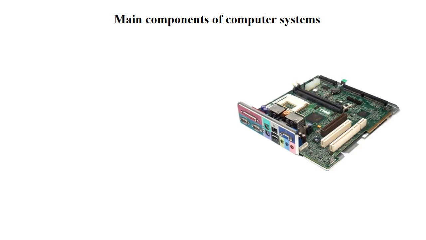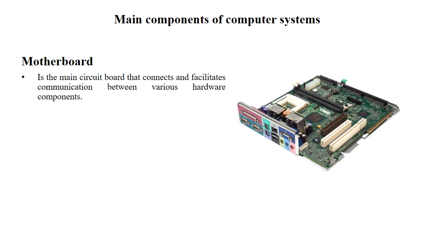Now let's look at the main components of a computer system, which is the hardware. The image is depicting one hardware component that makes up a computer system, and this is called the motherboard. This is the main circuit board that connects and facilitates communication between various hardware components. The motherboard is what makes everything in your computer work together.